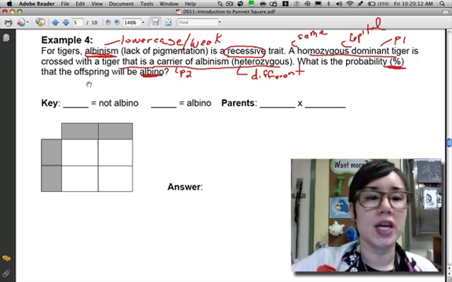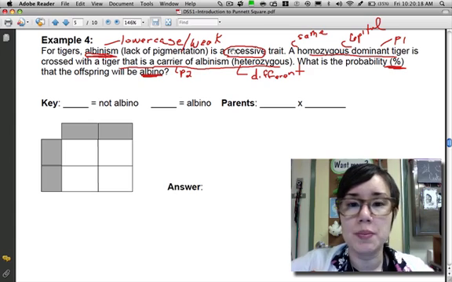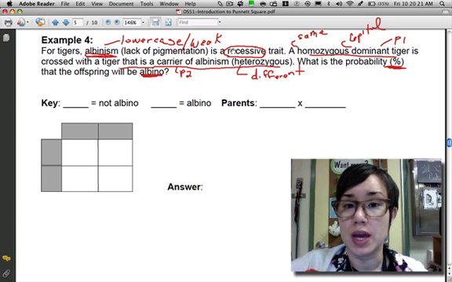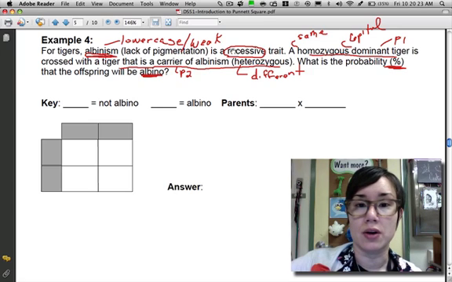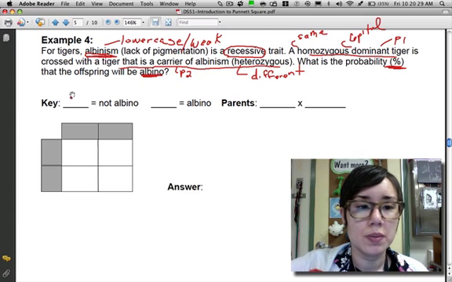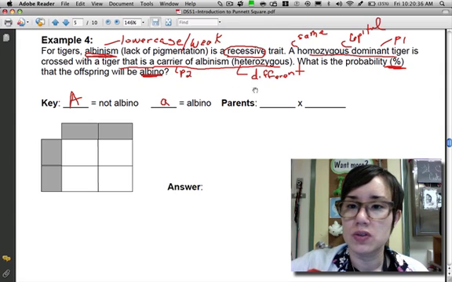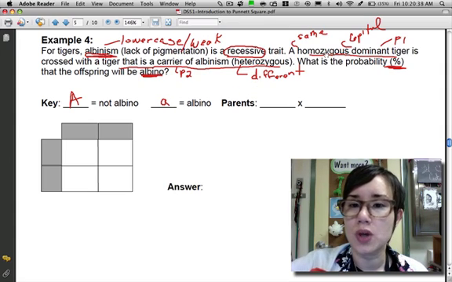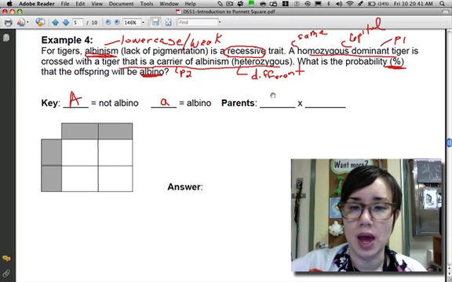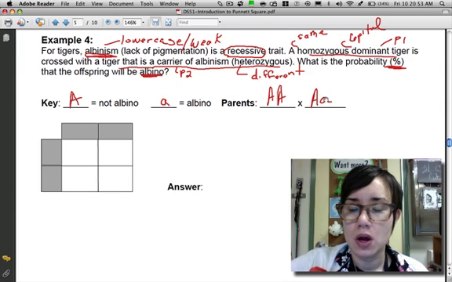All right, so let's go ahead and fill in our key. If they are not an albino, we know that albinism is recessive. So the only way to not be an albino is to make sure that we have an uppercase letter. Okay? All right, so here we go. Not albino, I'm going to go ahead and use a capital A. Albino, I'm going to use a lowercase a because I know it's recessive. So let's figure out our parent. Our first parent, P1, is homozygous, so it has to be the same, dominant, 2 capital letters. So big A, big A. Our second parent is a carrier, or we can say that it's heterozygous, so they have to be different. So I have to have 1 capital letter, 1 lowercase letter.